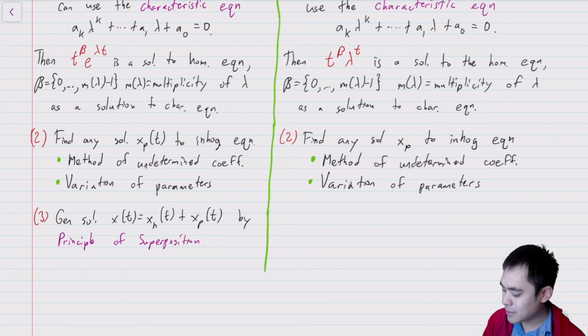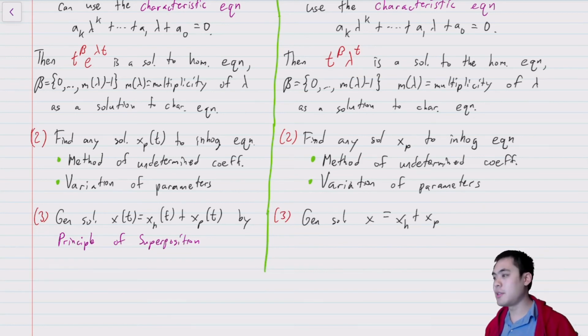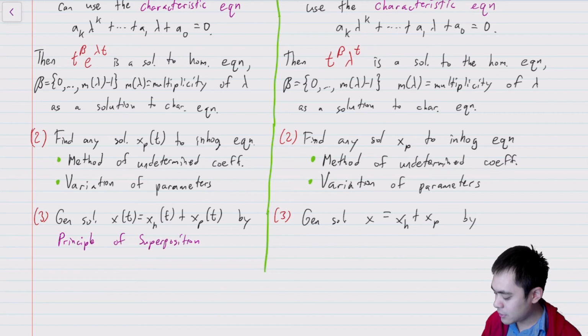And we do the exact same thing again. So, general solution, and let's say x is equal to x h plus x p. Of course, these are all dependent on t, and I'm just leaving off the dependence here. You can write it on there if it makes you feel better. It doesn't really matter. So, principle of superposition.